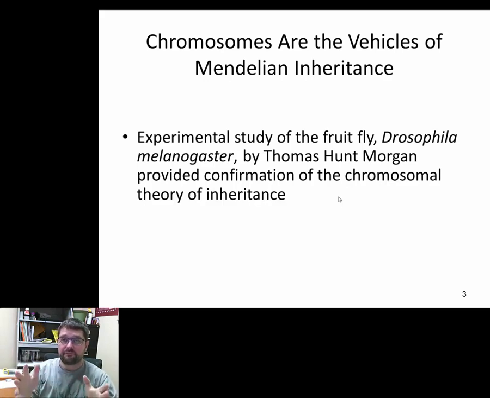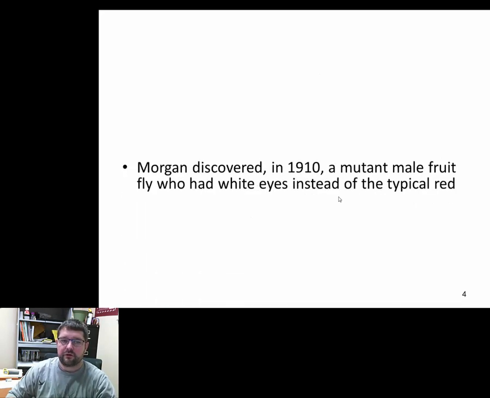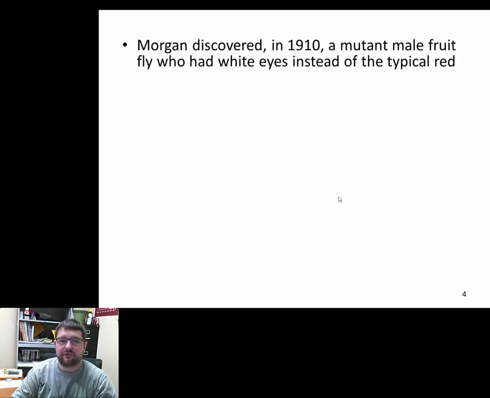But at the time, not much of that was known. But Thomas Morgan was still using Drosophila melanogaster to look at chromosomal inheritance. So what he did in 1910, he noticed that there was a mutation in male fruit flies. A normal fruit fly has red eyes. And you've probably seen fruit flies before if you've kept fruit in your house. Occasionally fruit flies will magically appear.